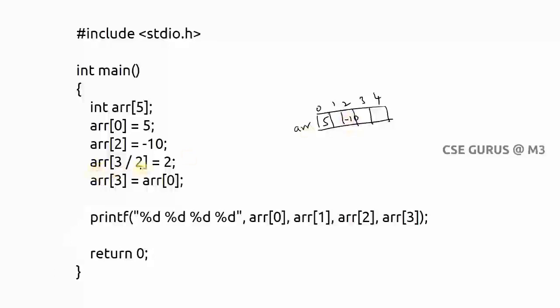Now you can see array of 3 by 2. What is 3 by 2? Generally we say it is 1.5, but 3 and 2 are integers, so you take only the quotient part, that is 1. So array of 1, what is array of 1? 2.